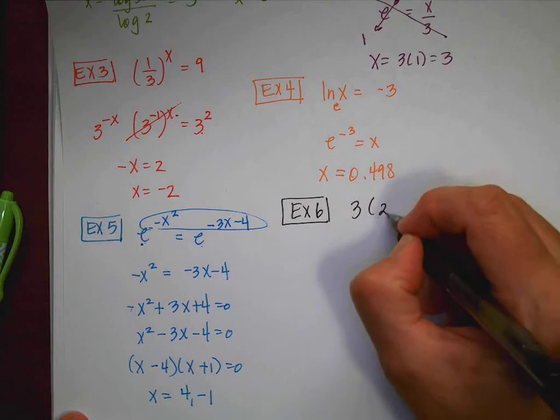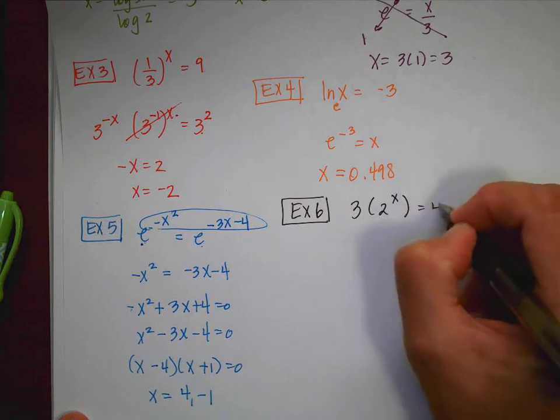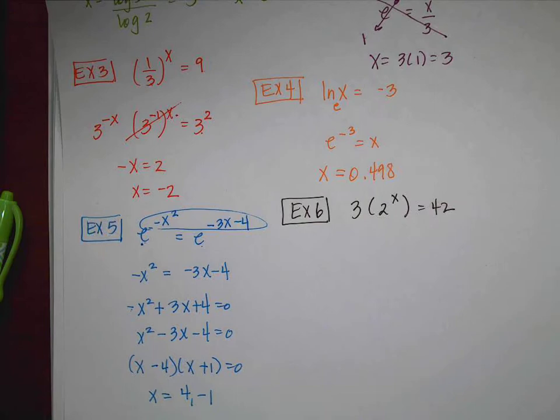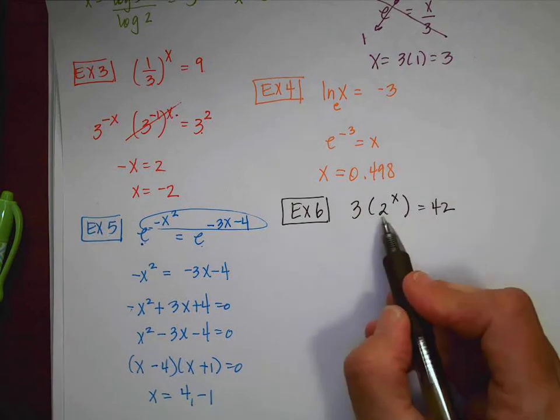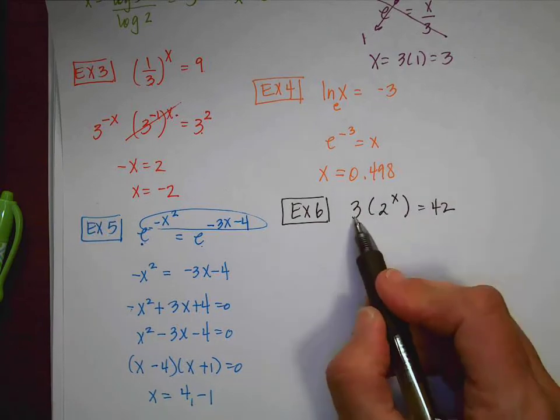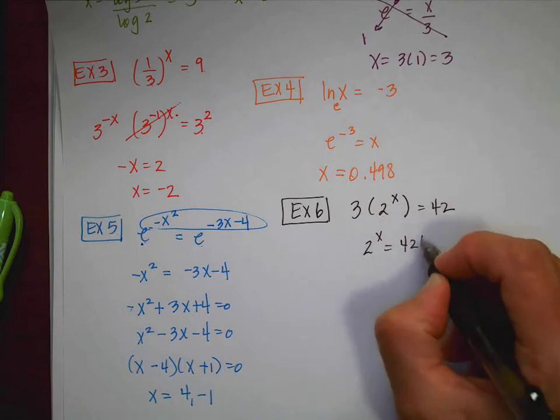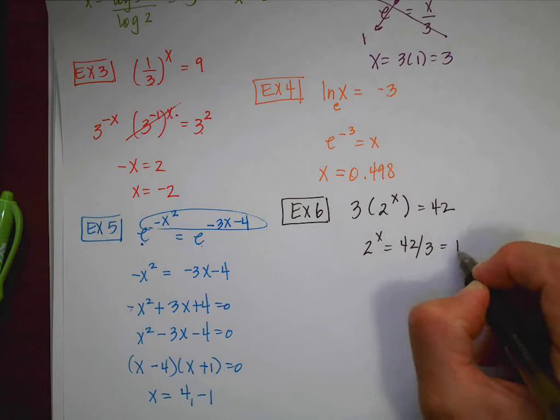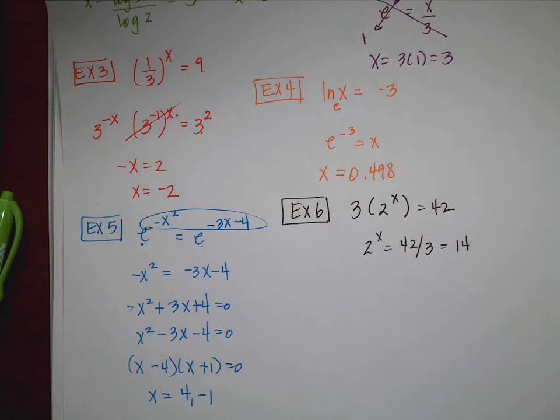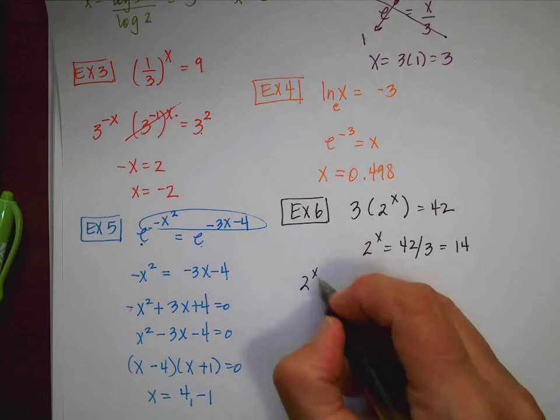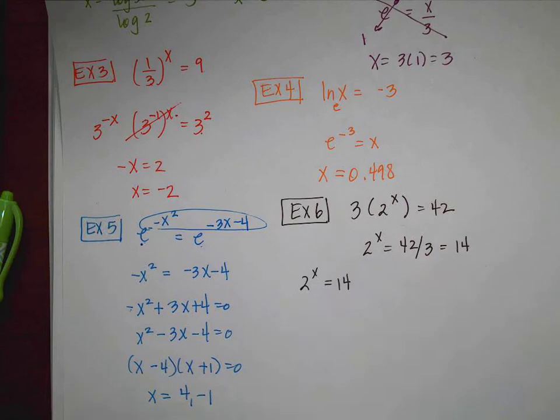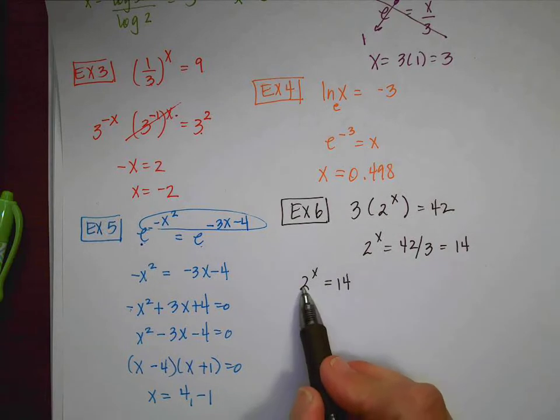I have 3 times 2 raised to the x is equal to 42. Anytime you solve an equation, the goal is to isolate the x term. So I'm going to divide both sides by 3, so 2 to the x is equal to 42 divided by 3, and that's 14. So now I notice that I have the equation 2 to the x is equal to 14, and 14 is not a power of 2.